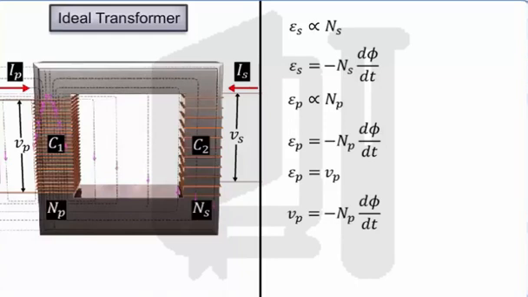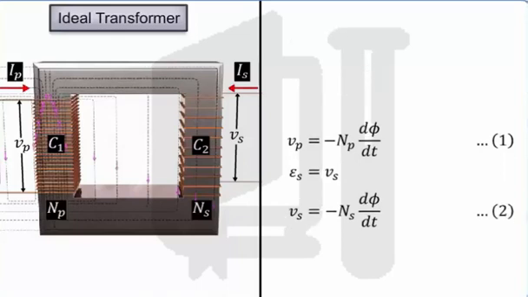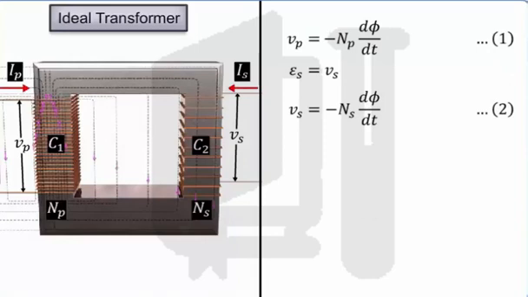If the current taken from the secondary coil is small, as it is an open circuit, then, to a good approximation, we get induced EMF ES equal to the voltage across the secondary coil, Vs. Hence, we have Vs is equal to minus Ns into d phi by dt. Let this be equation 2. Dividing equation 2 by 1 and simplifying, we get Vs by Vp equal to Ns by Np. Let this be equation 3.